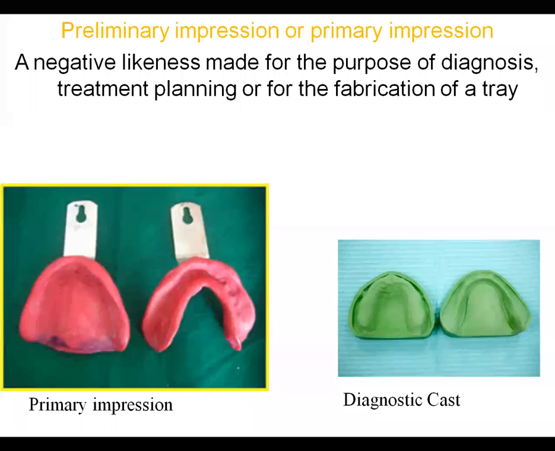So this primary impression, we pour it in plaster to fabricate a diagnostic cast. As far as your preclinics is concerned, we have provided you molds, and in that mold, we pour stone to fabricate our master cast. Means this primary impression step you have missed in your preclinical work.